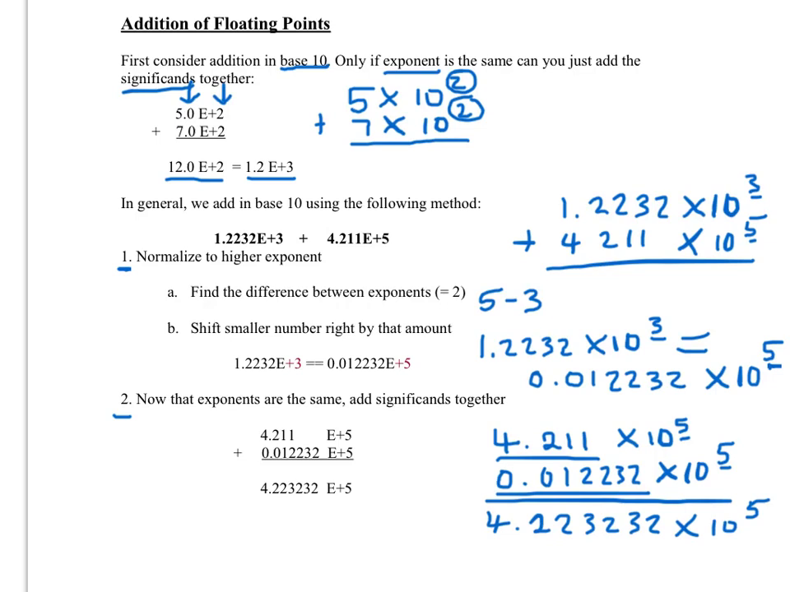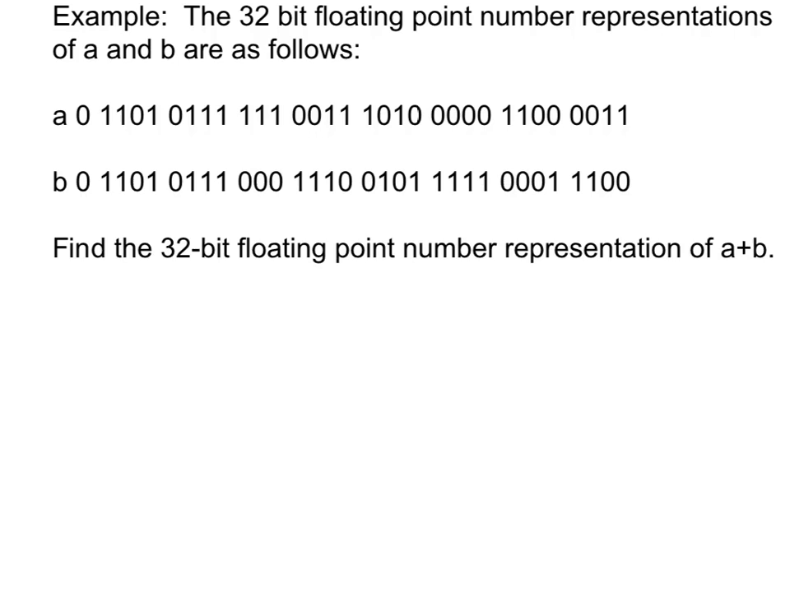Now the computer uses a similar method to add its two floating point numbers which are stored in 32-bit binary. So let's have a look at that. Let's try this example. It says that the 32-bit floating point number representations of A and B are as follows. A, which I'll underline here, is represented by these 32 bits, and B, which I'll underline here, is represented by these 32 bits. What you're asked to do is to find the 32-bit floating point representation of A plus B. So you're going to look to see how the computer adds the two numbers together and then stores the result.